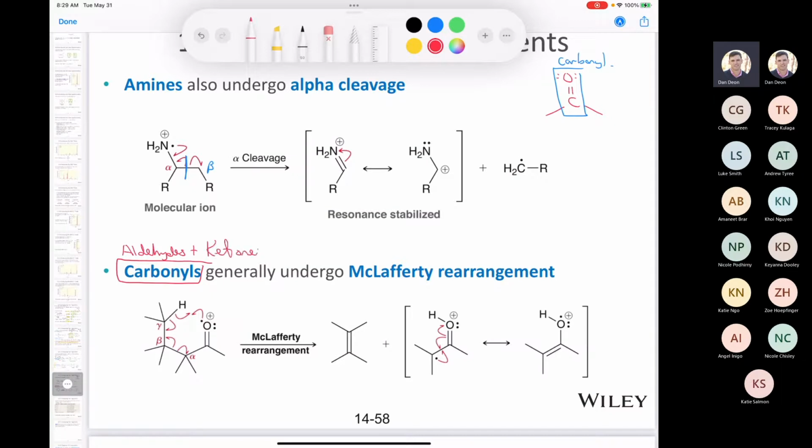Now, if you're wondering, why couldn't you have just written aldehydes and ketones generally undergo the McLafferty rearrangement? It's because in our textbook, he just describes them as carbonyls. But if you just want to remember that aldehydes and ketones can undergo this kind of fragmentation, which is based on the McLafferty rearrangement, then that's good enough for me.